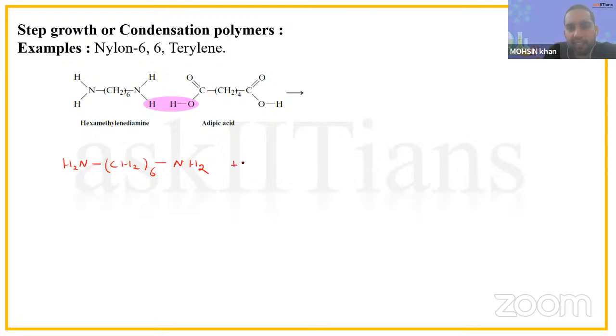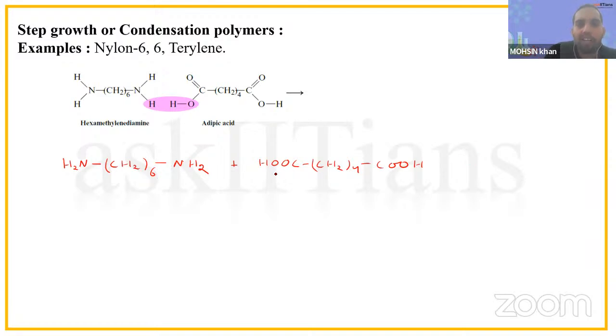And the next one is adipic acid. Adipic acid is COOH (CH2)4 COOH. It is basically hexane 1,6 dioic acid.